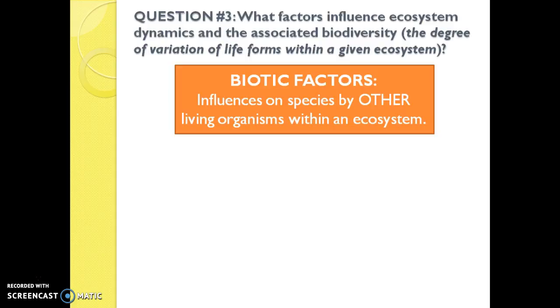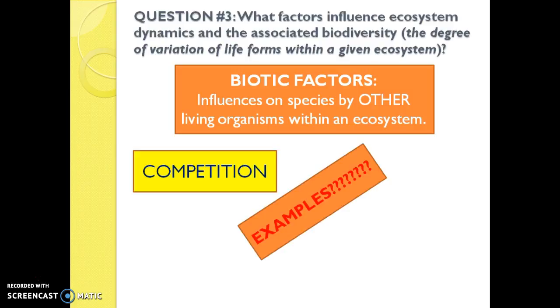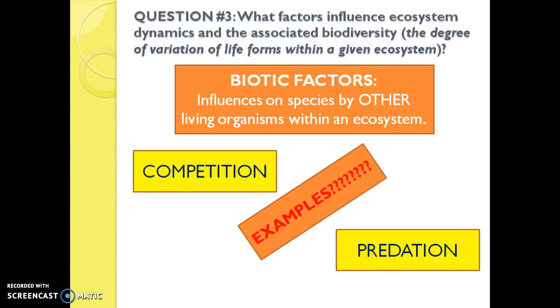So biotic factors are influences on species of other living organisms. So that's the living things impacting living things. So that definition is already there for you. So examples, that would be competition between species, predation on other species, or disease that can be spread between them. So pause the video and write down the examples.